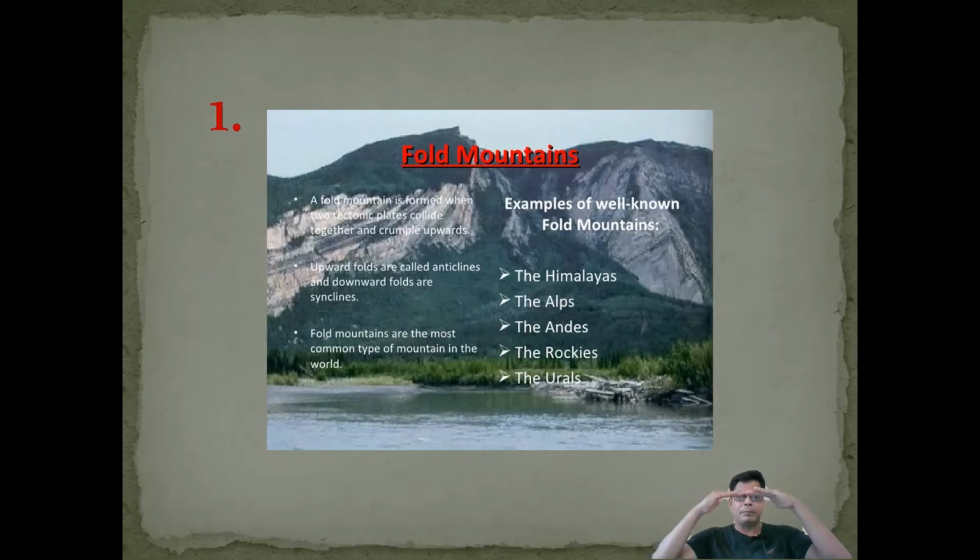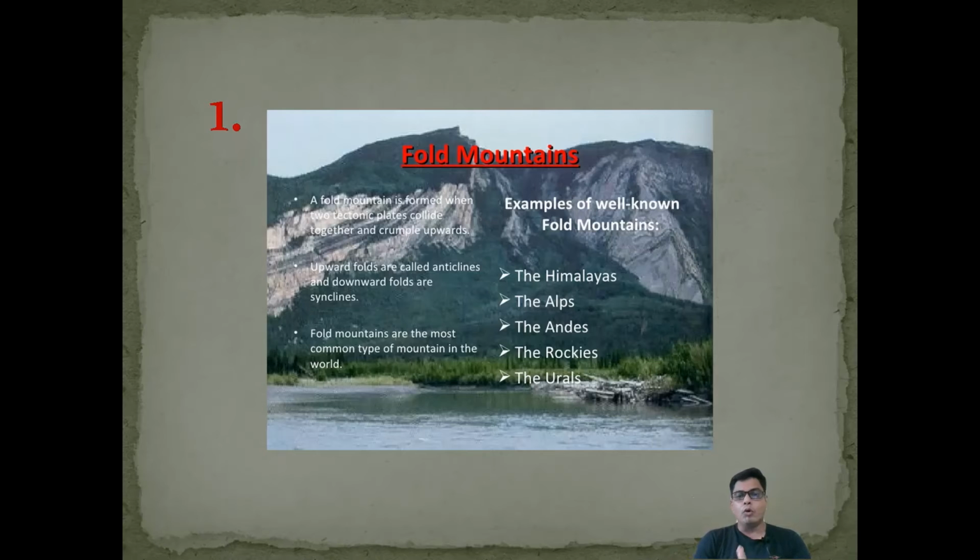The plates pressure each other, and the fold mountain forms. The upward fold is called the anticline, and the downward portion of the fold mountain is called the syncline. So if it is the upper portion, it is called the anticline. If it is the lower portion, it is known as the syncline. This we have to understand.